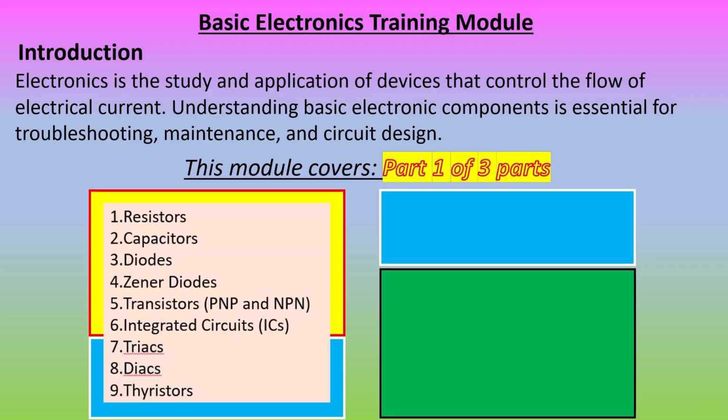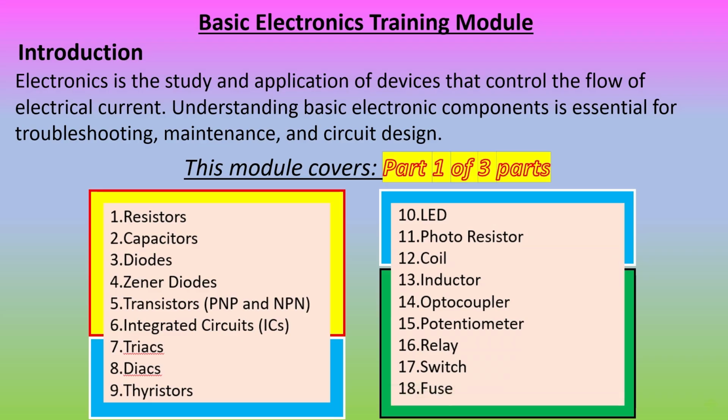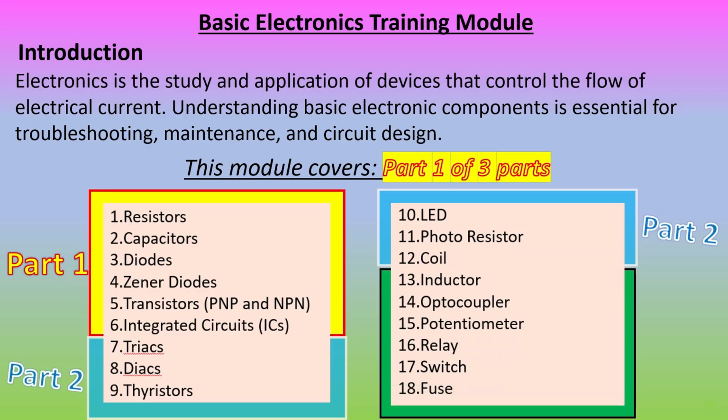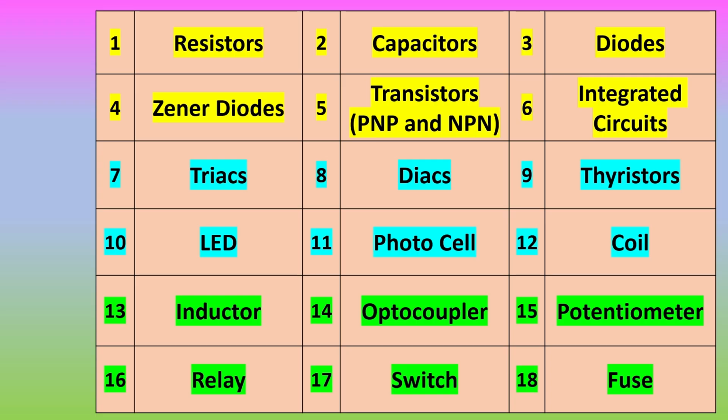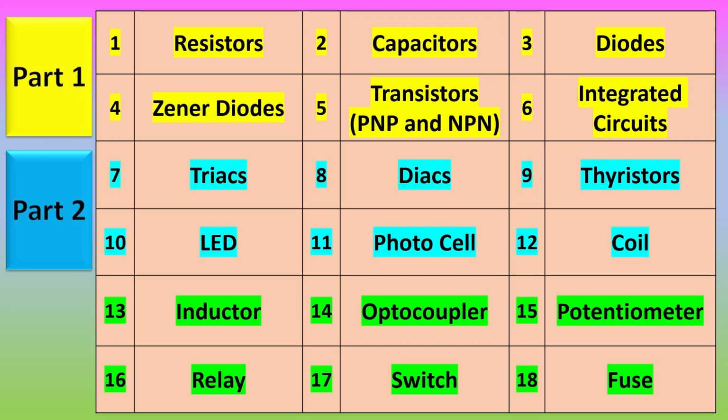In total, you'll be doing 18 different components. The first 6 is part 1 in yellow. The blue ones show part 2 up to 12, and then from 13 to 18, the green ones is part 3. You can see all the different ones we'll be doing. The yellow ones, part 1. The blue ones is part 2. And the green ones is part 3.